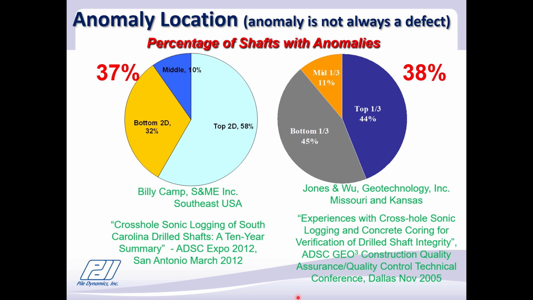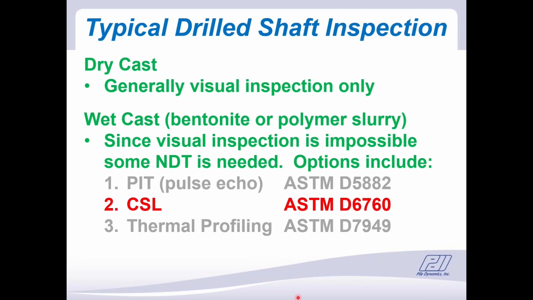And the percentages of shafts that had an anomaly were relatively high. Over 1/3 of all the shafts had some type of an anomaly. Now, an anomaly is something in the crosshole sonic logging test that looks unusual. It doesn't necessarily mean that it's a defect. The typical drilled shaft inspection in a dry cast shaft is generally good enough for a visual inspection. You can look down the hole. In the wet cast, where you're using bentonite or polymer slurry, visual inspection is impossible.